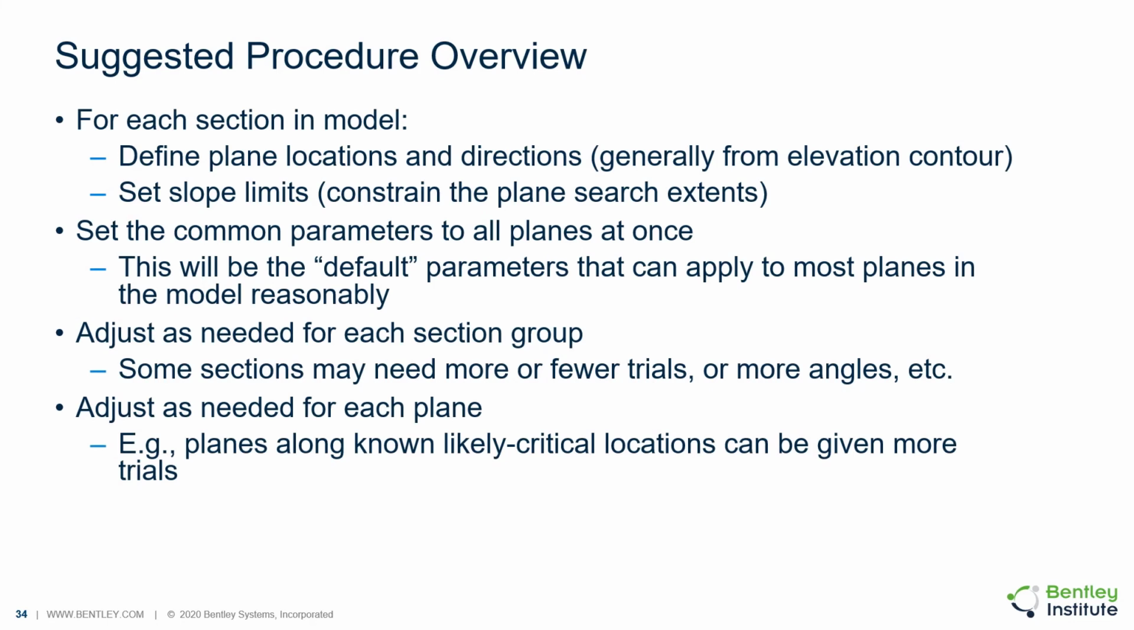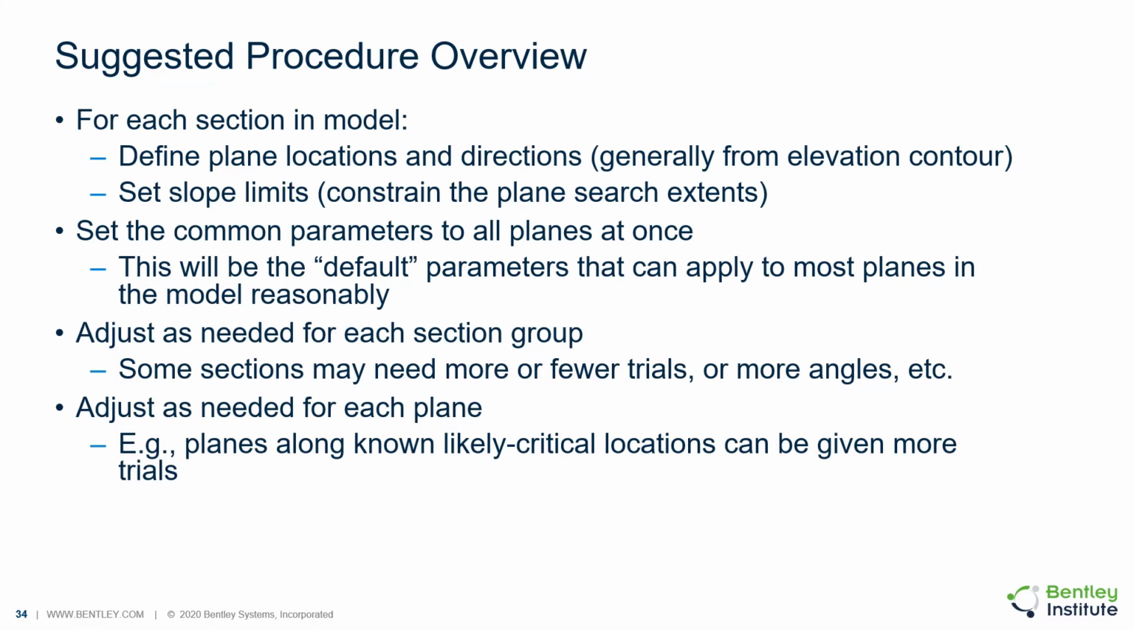As a suggested procedure for using the multiplane analysis, subdivide the overall site into sections. Then define plane locations and directions generally from an elevation contour for each section. Then adjust the slope limits to constrain the searching extents. It is recommended for the first pass to set the common searching parameters for all planes at once.